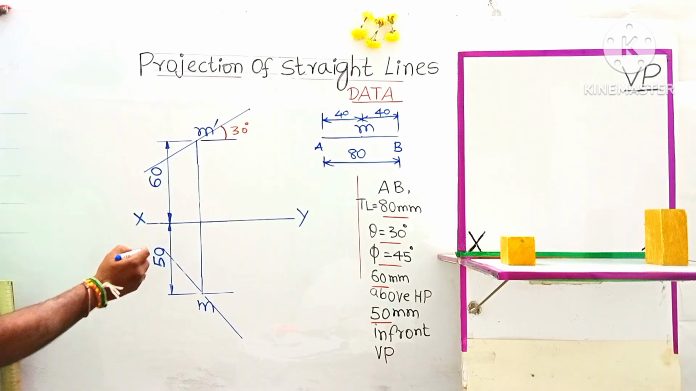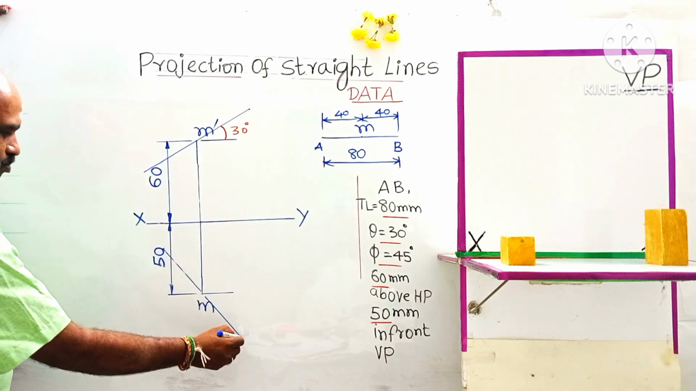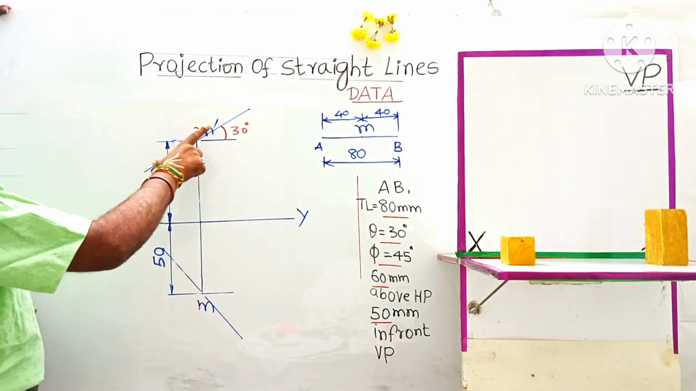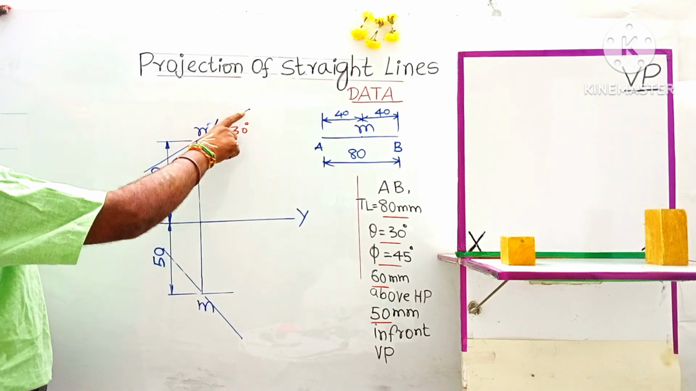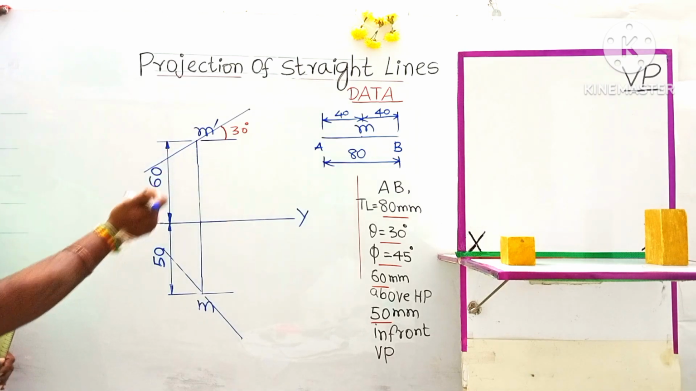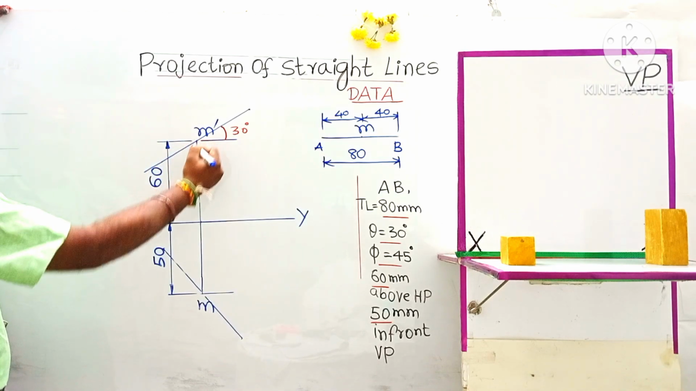Okay. So let this be one point and this be another point. This length is 80 mm, 40 and 40. Similarly, this inclined line length will be the true length, 80 mm. Here 40 and this side will be 40 mm, with center M dash and here M.